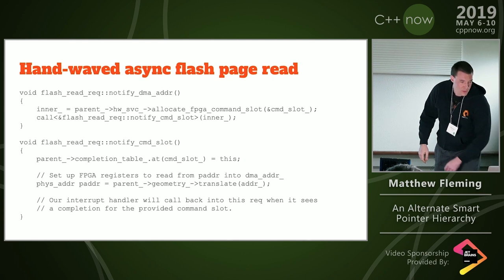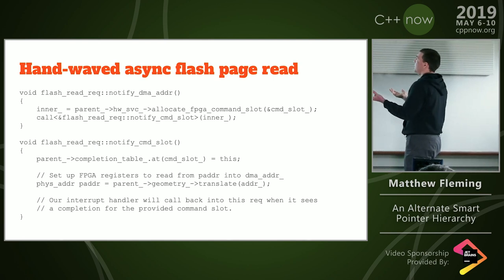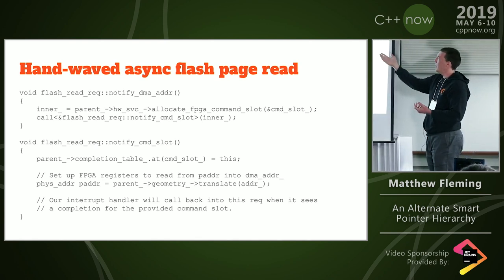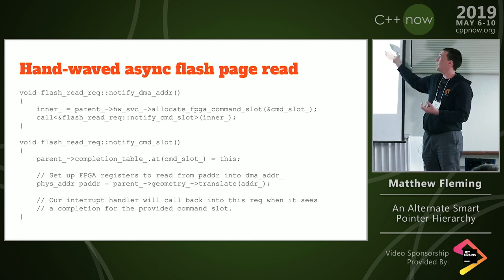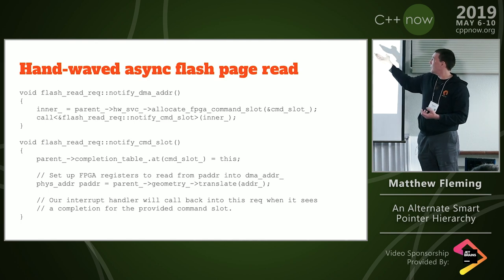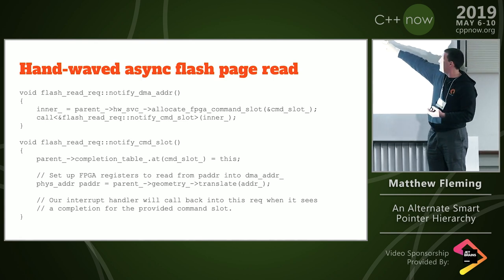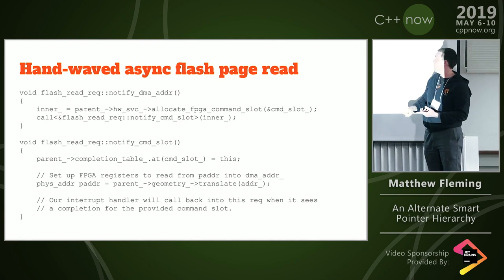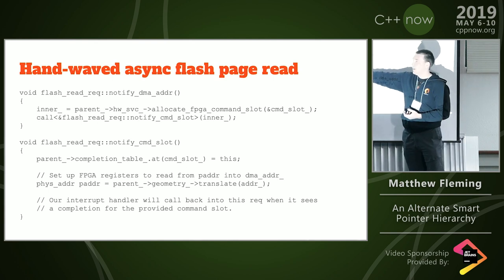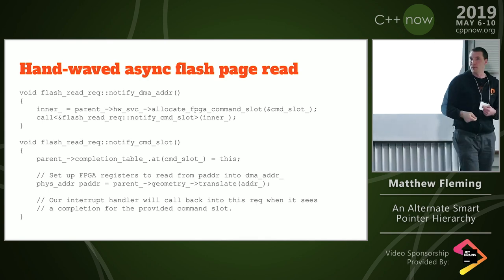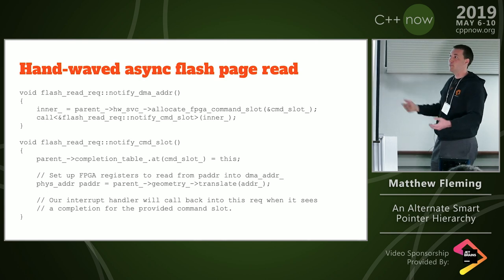So when I've been notified I have a DMA address, the next thing I need to do is allocate an FPGA command slot. So I do the same thing. I ask my parent, it's got a service that knows about command slots, I get an optional possibly request, and I say, great, when that thing finishes, call notify command slot. When it's done, this member variable, which I told the function about, will be filled in with the actual thing. So I can say, great, my parent has some kind of completion table, and I will fill in at my slot who I am, so that when the actual interrupt comes in for that command slot, it can find me and call my completion function.